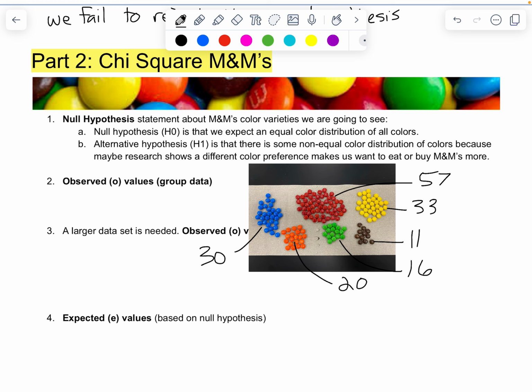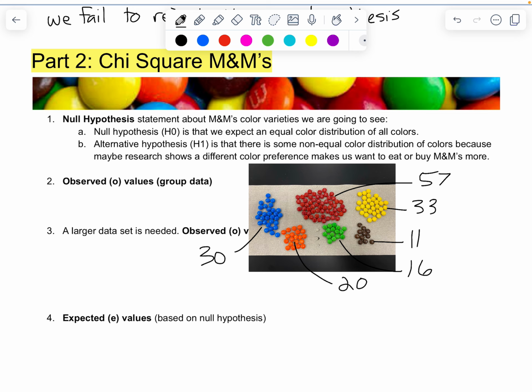Now you could come about a null hypothesis in different ways. I came about the null hypothesis just by saying, without looking it up, that I expect an equal color distribution of all colors. You might not. You might say M&Ms probably have certain percentages for each color, and they do. You could look on their website and find their percentages. But I want to just come up with the assumption, without doing research ahead of time, that my null hypothesis is that color varieties are equal. So like they make equal batches of red, orange, blue, green, brown, yellow, and then you just dump them together. So I'm going to start with that.